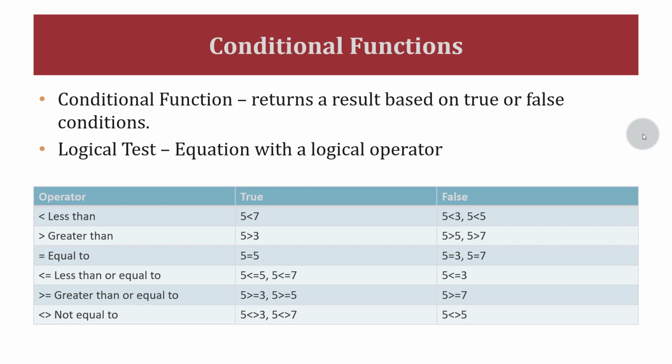So for example, with the less than sign, you have 5 is less than 7. That is true, right? So if you were to utilize that logical test, your function would return true. And these are false statements on this side of the spectrum. If you did the equal sign, you see that 5 equals 5, that's true. 5 equals 3 or 5 equals 7, that's obviously false. And then we have some more complex logical operators like less than or equal to, greater than or equal to, or not equal to. That's always a good one to utilize.